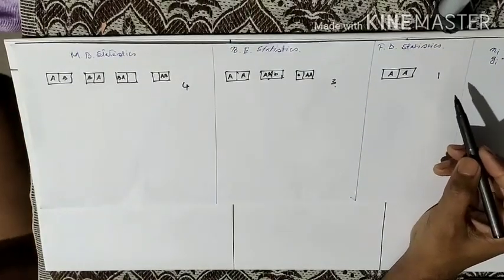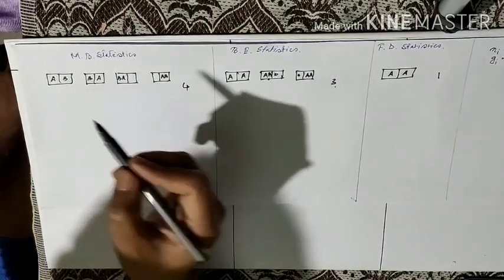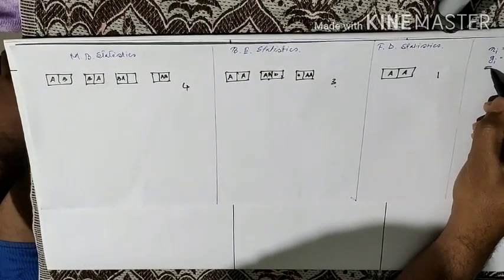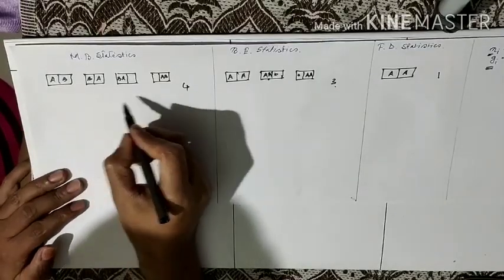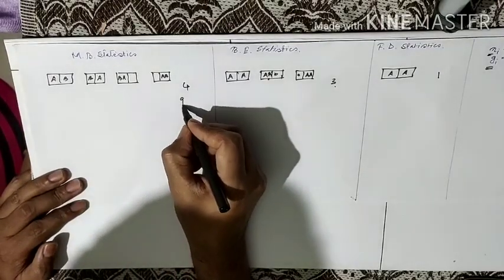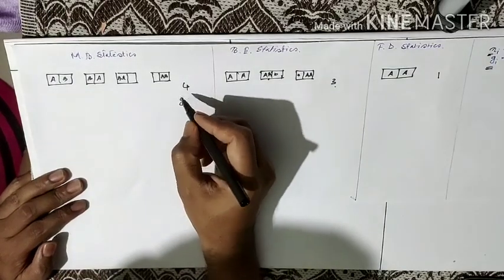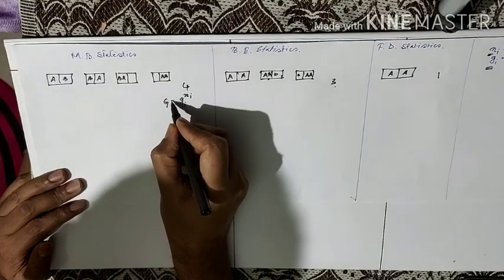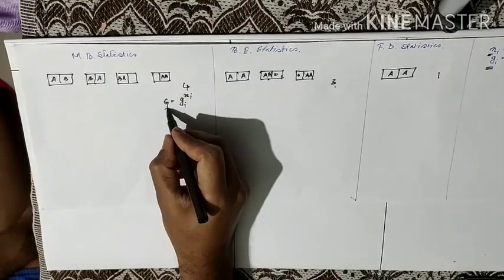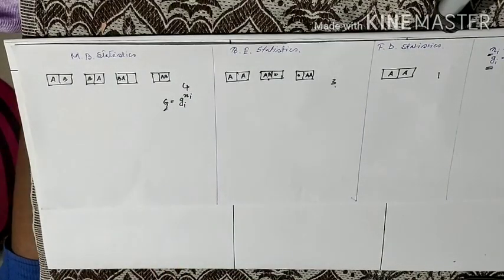Okay, so let us put this. The number of chambers we write as Gi, the number of particles we write as Ni. So this 4 can be written as Gi to the power Ni. This is called equal a priori probability.